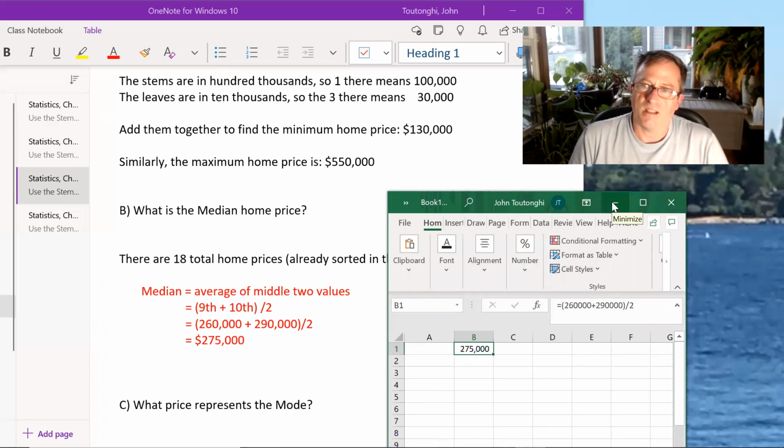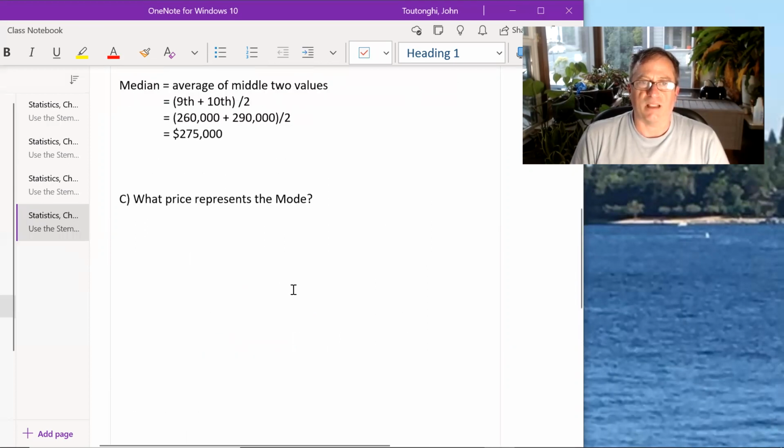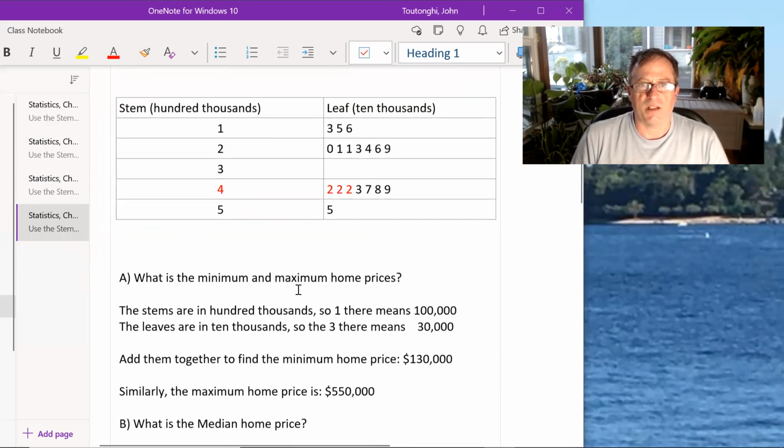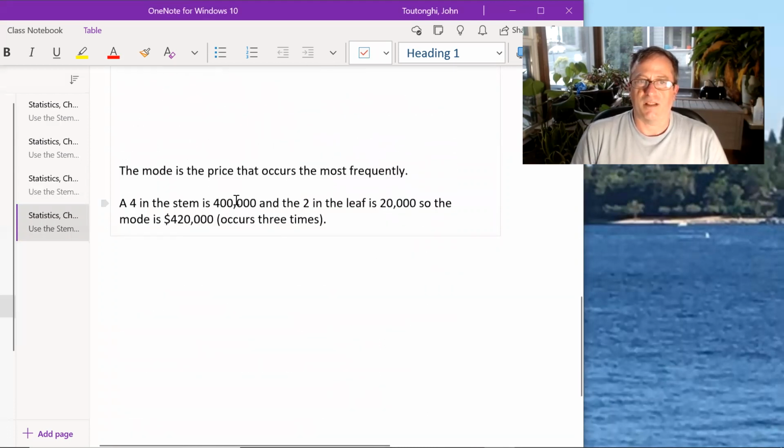And then one more part here, which is asking us what the mode is. And remember, the mode is just the part that occurs the most frequently. So if we go back up here and look, which data element occurs the most frequently? Well, the twos and ones occur twice. So that's 210,000. They occur twice, but I noticed three twos here, with a four. So that's the most occurring value. So that's 420,000: a four in the stem, 400,000, and two in the leaf, 20,000. So a result there of 420,000.